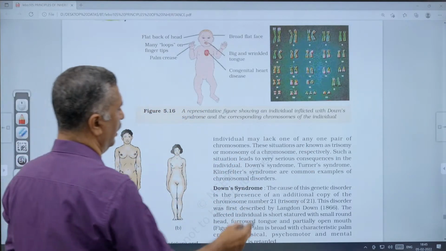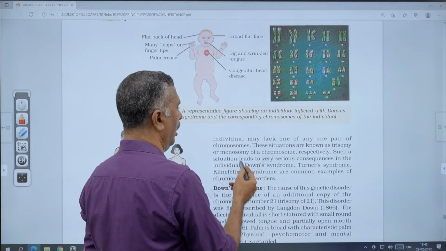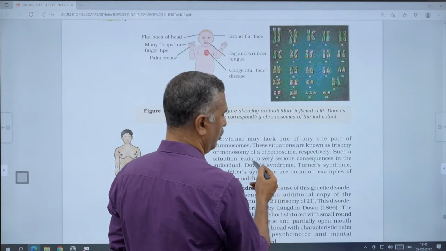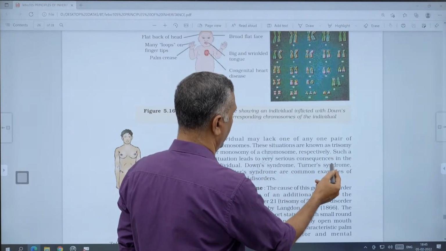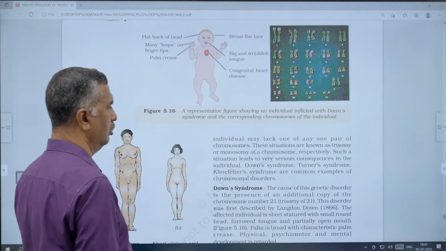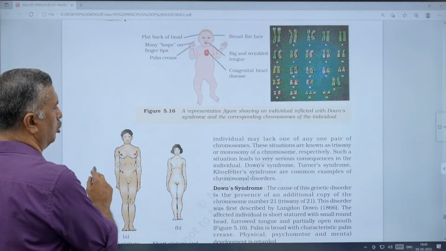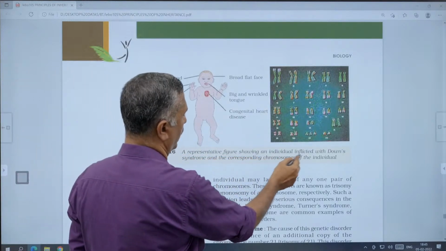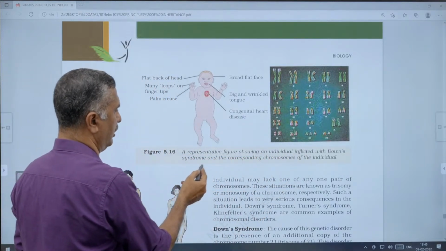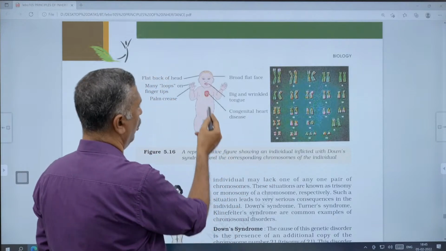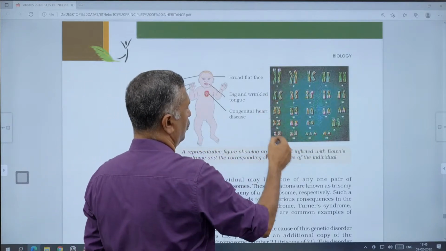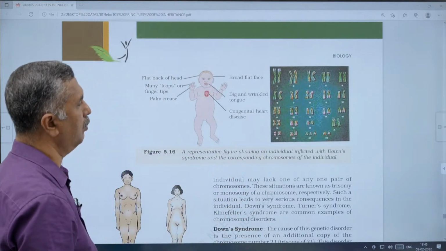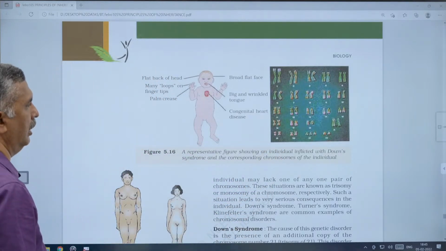Such a situation leads to various serious consequences in the individual. These are chromosomal syndromes, chromosomal disorders. Common examples of chromosomal disorders are Down syndrome, Turner syndrome, and Klinefelter syndrome. A figure shows an individual with Down syndrome and the corresponding chromosomes. The chromosome diagram is called an ideogram, a diagrammatic representation of the karyotype.